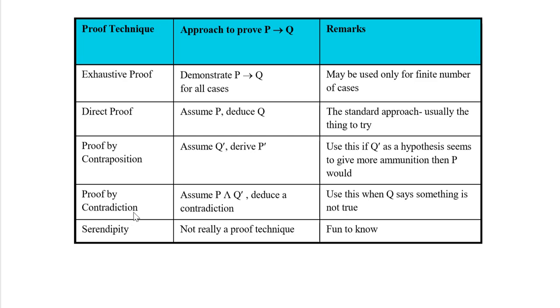And the proof by contradiction, I think this is fun as well. If you need to prove P implies Q, you can do the contradiction. We try to prove P implies Q by assuming P and not Q and trying to deduce a contradiction. You get into some contradiction. You use this when Q says something is not true. So if Q says something not true, you assume P and not Q and see if you get into some contradiction. And serendipity, not really a proof technique, just fun to know. I hope this is helpful.